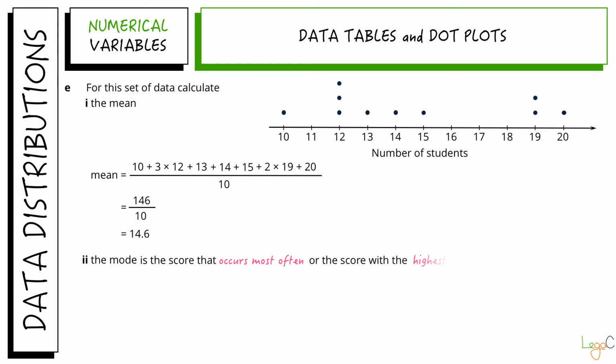To calculate the mode of this set of data, just remember that the mode is the score that occurs most often, or the score with the highest frequency. If we look at the dot plot, there are 3 dots above 12, so the mode is 12.